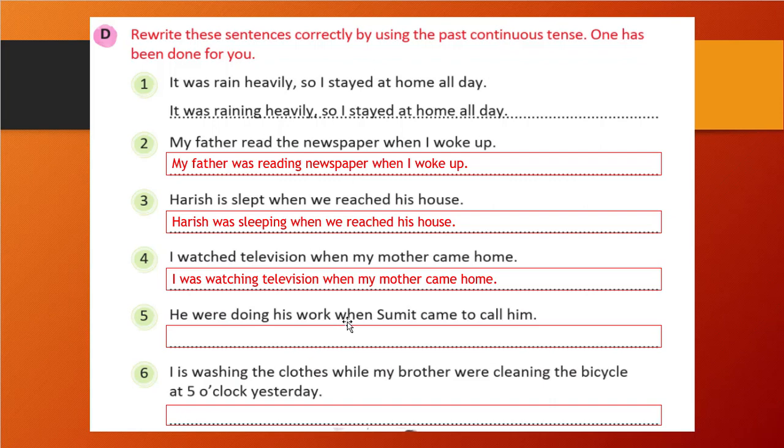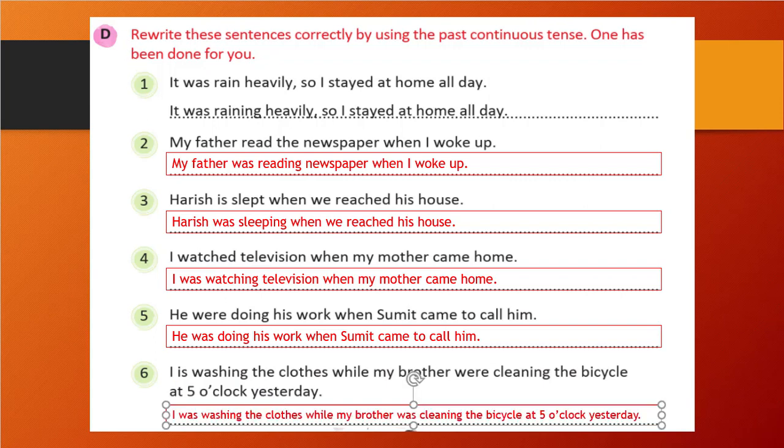Okay. Nothing much changes here. So he was doing his work when Sumit came to call him. And the last one is what? "I is washing" will change to "I was washing", right? For past continuous, it will become: I was washing the clothes while my brother was cleaning the bicycle at 5 o'clock yesterday, right? So the correct answer is that I was washing the clothes while my brother was cleaning the bicycle at 5 o'clock yesterday.